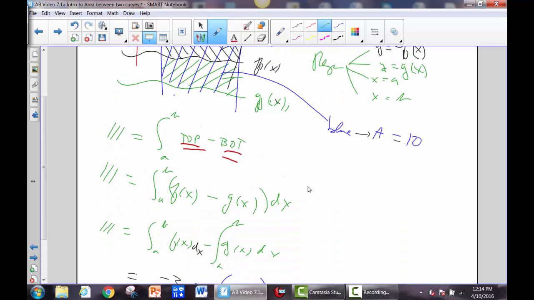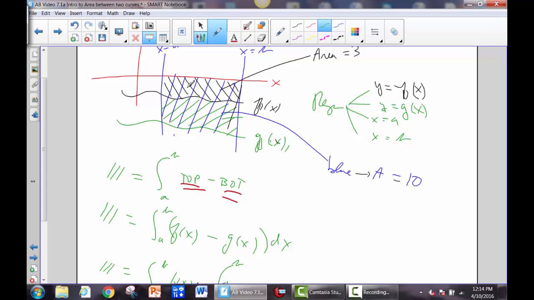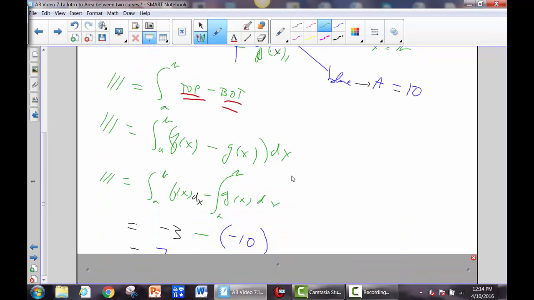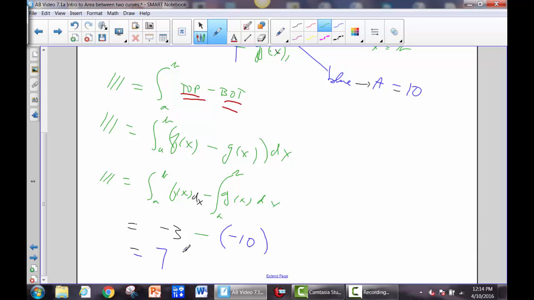Well, the integral from a to b of f of x is negative 3. If that area is 3, then the integral is negative 3. And the blue area is 10, so the integral from a to b of g of x is also negative. And lo and behold, negative 3 minus negative 10 is the required positive area of 7.